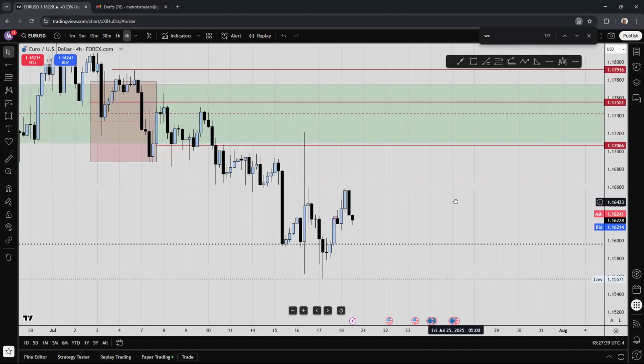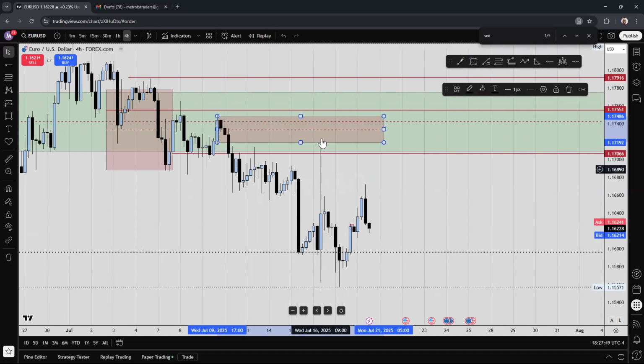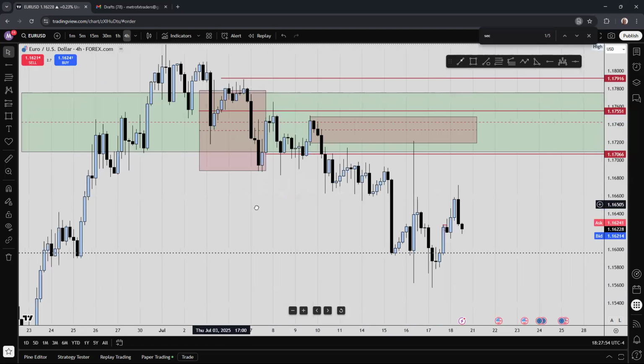So if you look at this over here, we have an order block right here. And what did it do? It came back and touched the order block, and we continue this journey going lower.